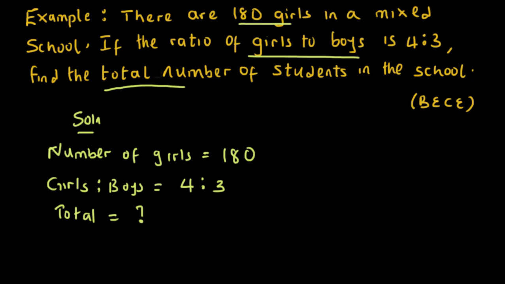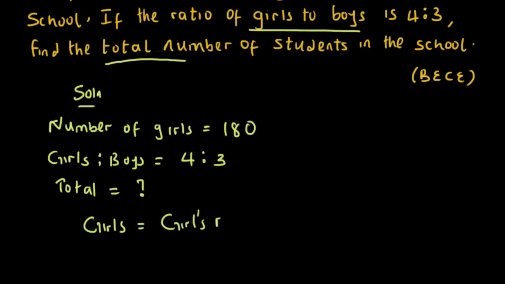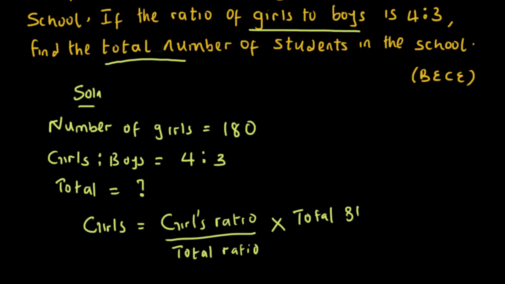Can you see? Now since we're given the number of girls as 180, the way to get the total number of students is to solve for the number of girls as though we're not given the number of girls. What I mean by this is that since we're given the number of girls, all I need to do is to write the formula for getting the number of girls. I will have number of girls equals girls ratio all over total ratio. I hope you can still remember this formula. Times total students.